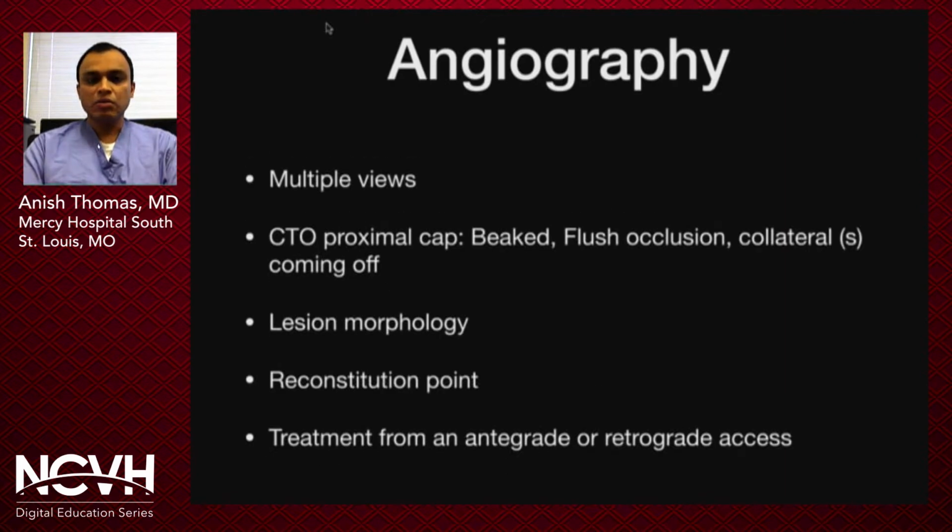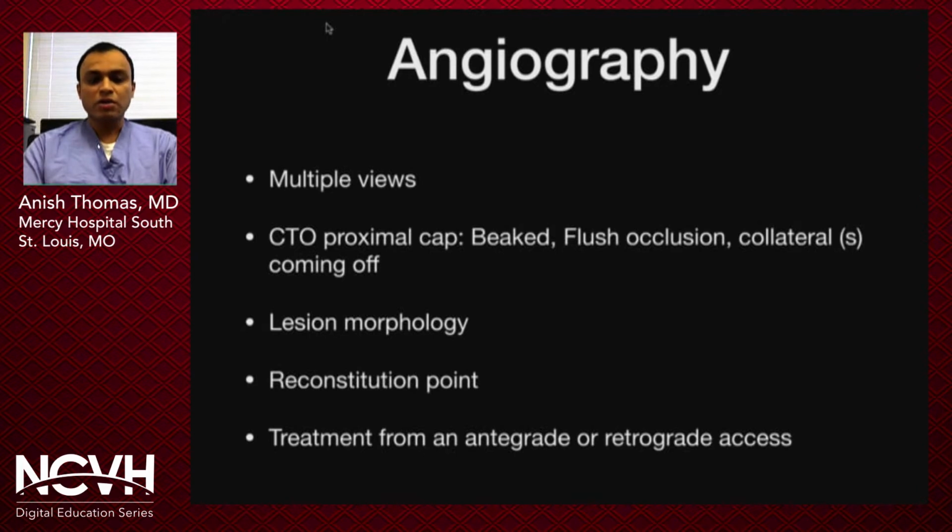Angiography is key before proceeding with any intervention. Get multiple views. Look at the proximal cap. Evaluate the proximal cap. Is it peaked? Is it a flush occlusion? Look and see where your collaterals come off from, and it's important to look at that. Evaluate the morphology of this. Be careful if it's a thrombotic occlusion as your intervention changes. Look at where the reconstitution point is.